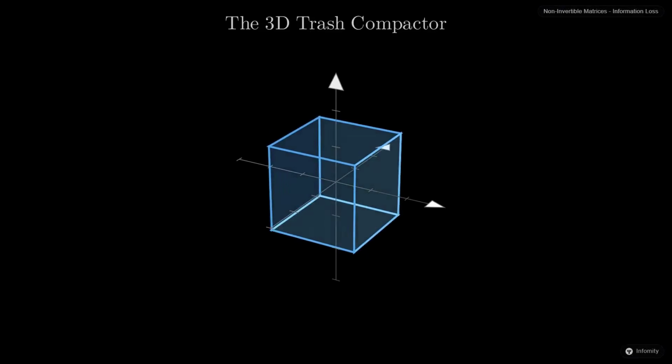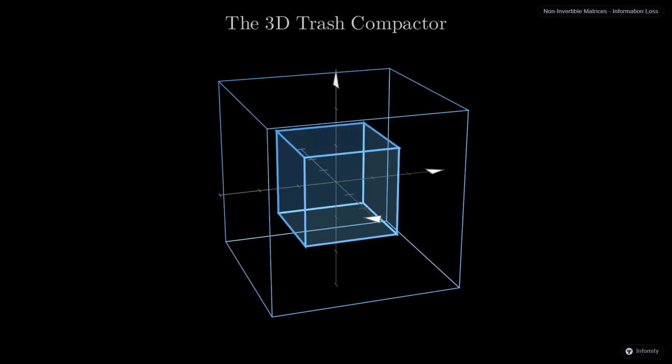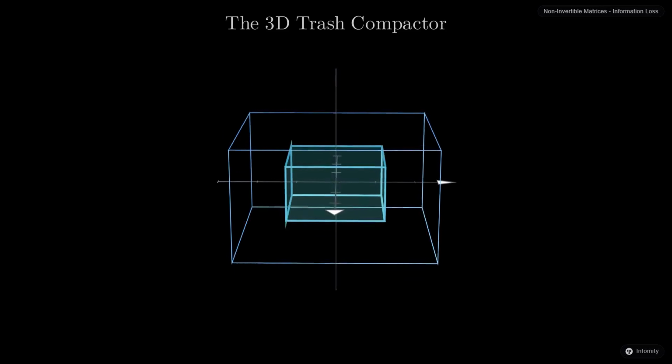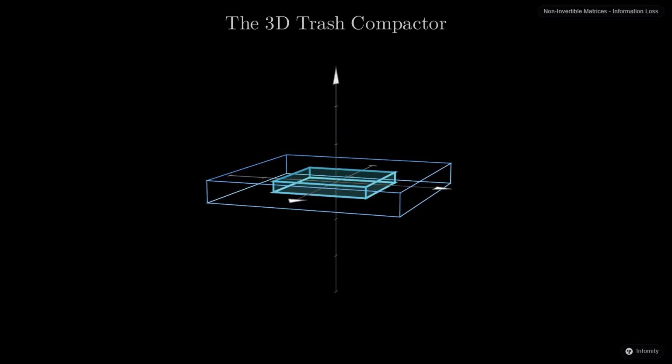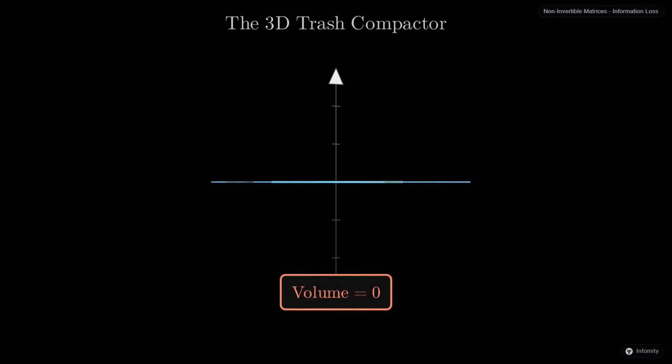Let us scale this up to 3 dimensions. Imagine a matrix acting on a 3-dimensional grid. If the matrix has a determinant of 0, it might squish our cube into a flat 2-dimensional plane. As a result, the volume of our cube is now exactly 0.